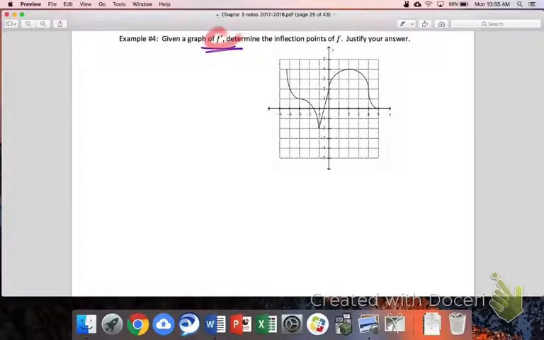So there are 2 of them, and the 2 inflection points occur at x equals -1, and the other one is at x equals 2.